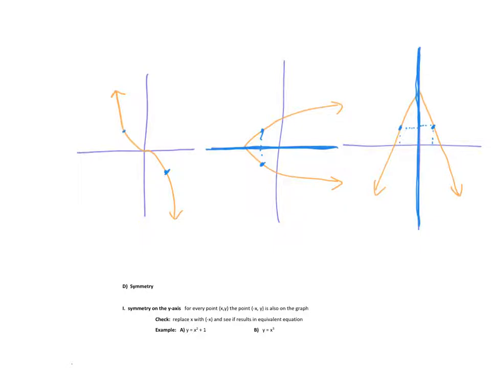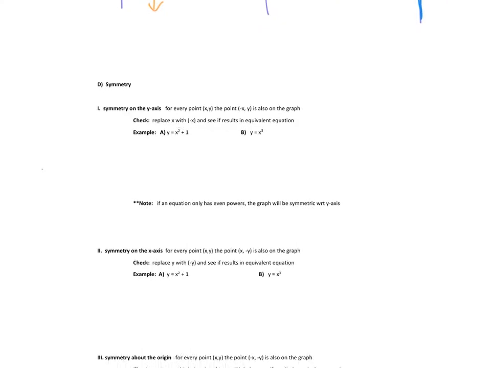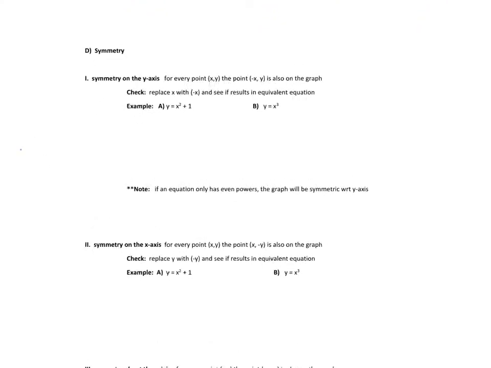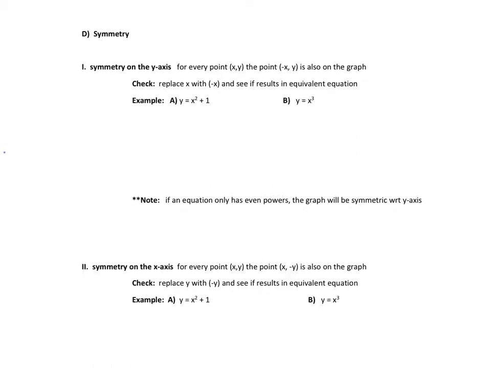But let's talk just algebraically for a few minutes. If we are trying to determine if a graph has symmetry across the y-axis, what we're going to do is replace the x with a negative x, or an opposite of x. Then we're going to simplify and see whether that gives us the same expression as we started with.